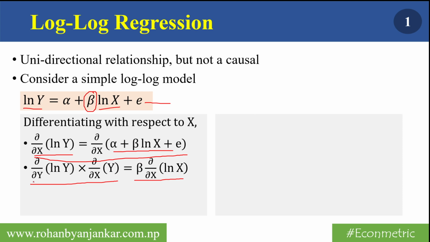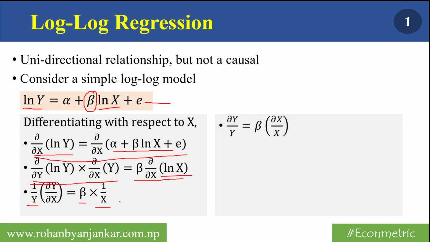As we know that the derivative of ln y is 1 by y, so we will get 1 by y times dy by dx. Similarly for ln x, it's 1 by x and beta is left over. If I cross multiply by dx on both sides, I get dy by y equals beta dx by x, and this is simply the percent change in y equals beta times percent change in x.